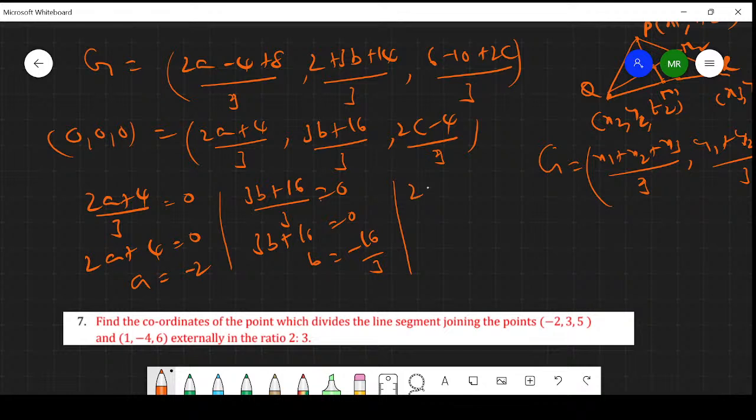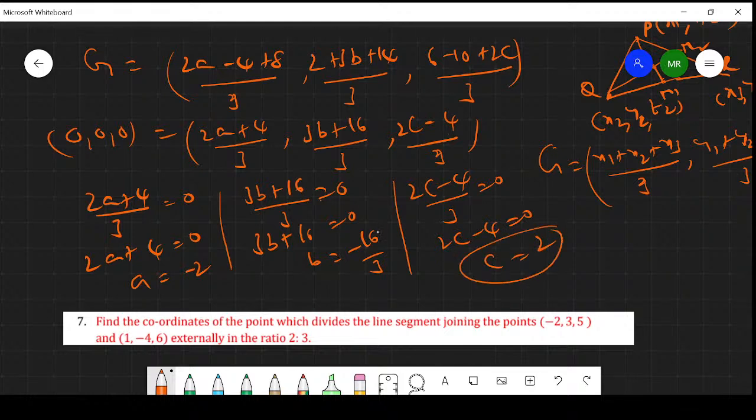Z coordinate, I can write 2c minus 4 by 3 equal to 0. Then 2c minus 4 equal to 0. C is equal to 4 by 2. See, we got C value, we got B value, and we got A value. So they're asking what is ABC values.